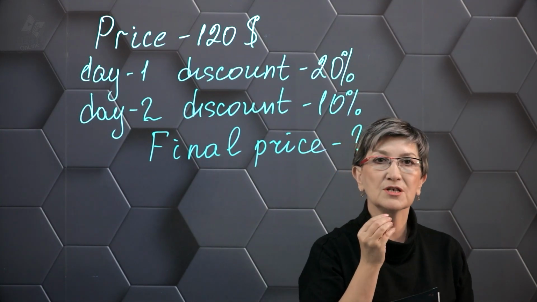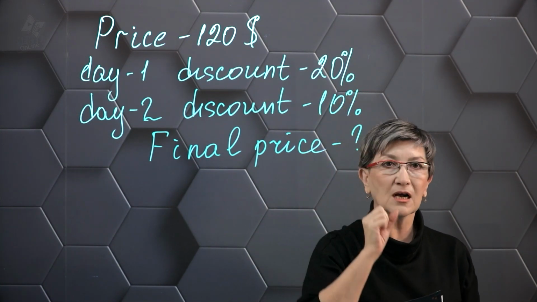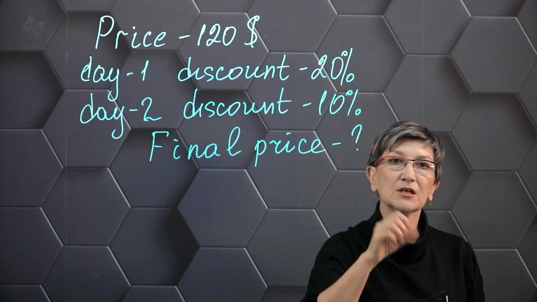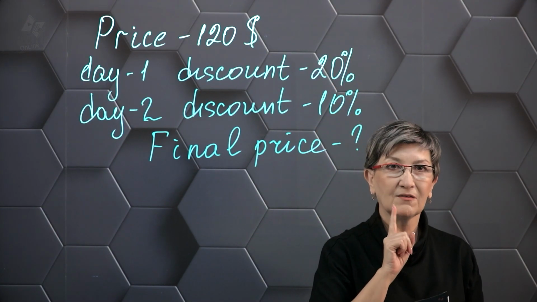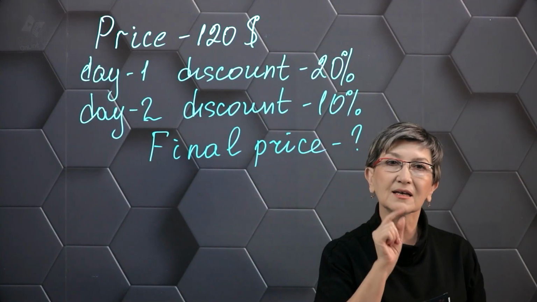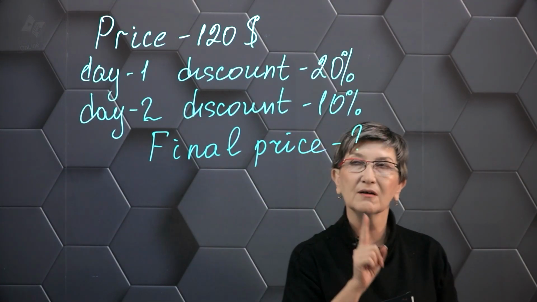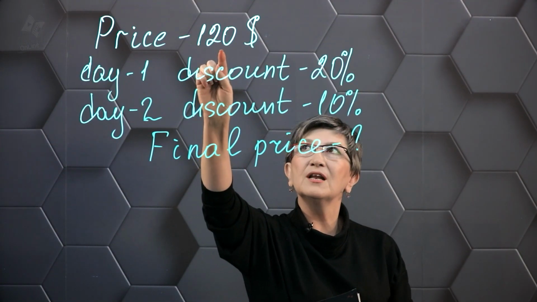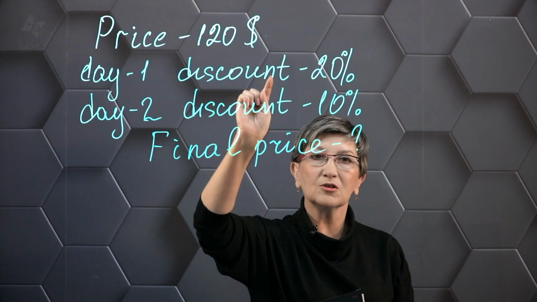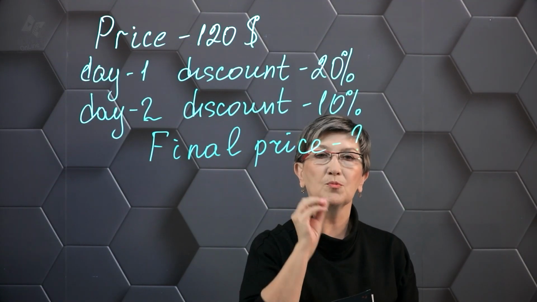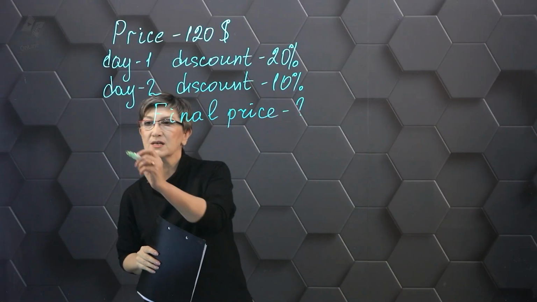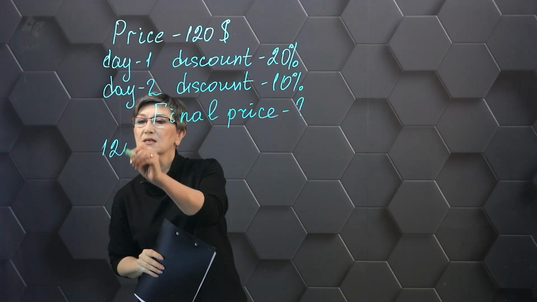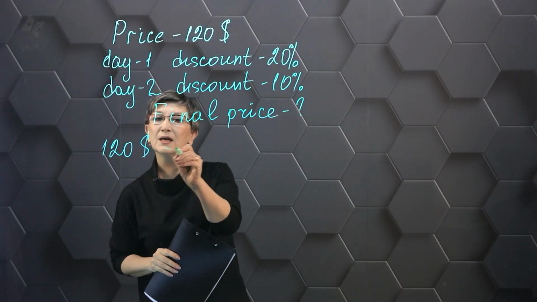Of course, you might ask the question, can't we just calculate the total discount and find what the cost was right away? No, you can't do that. So let's break it down with you step by step. The original price was $120. Recall that the original price is always 100%. So I write down $120. That's 100%.